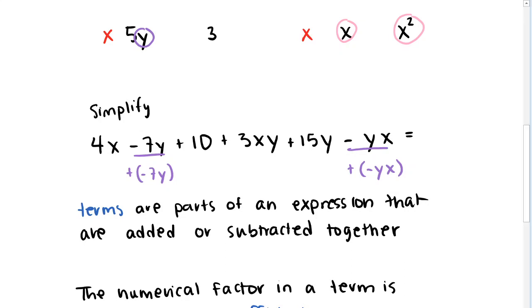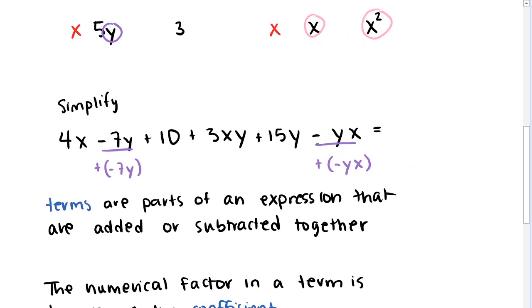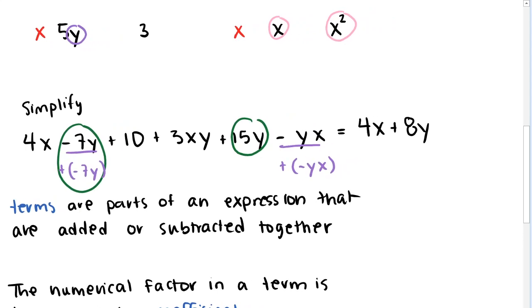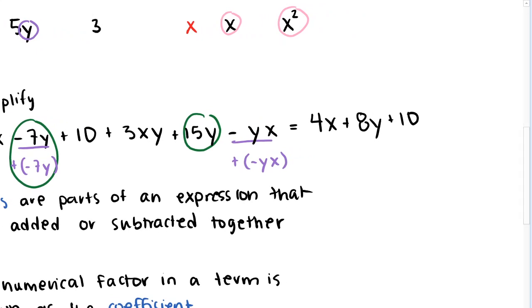So here, we saw that 4x didn't have any like terms. So we still have this 4x. Negative 7y, that's like terms with this 15y, and so adding those together, I get 8y, right? If I owe $7 and I have 15, I can pay that off and I have 8 left over. And then I still have this 10, there's no like terms with that, and then this 3xy and this minus yx, I can combine those to see that there's two sets of xy, or you can write it as yx. That's really the same idea.